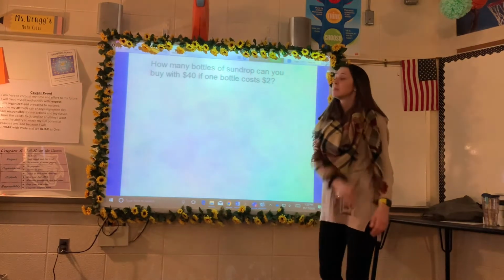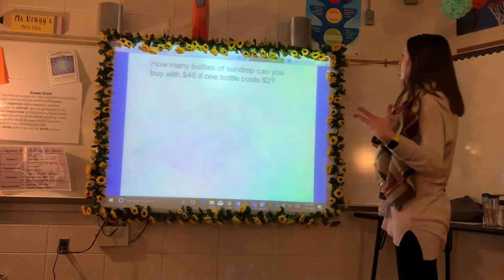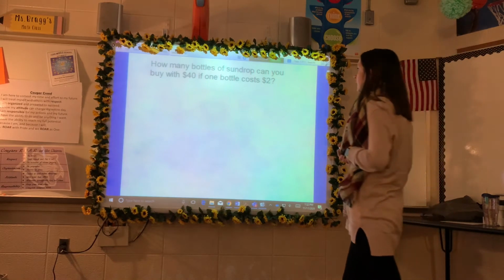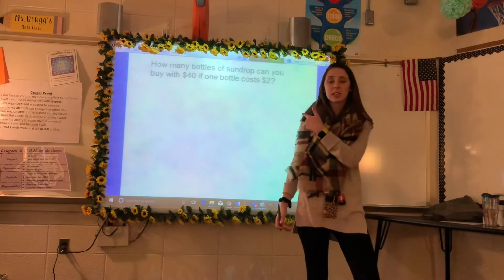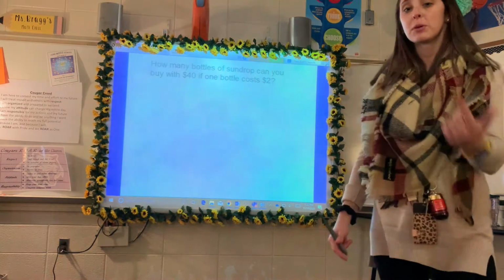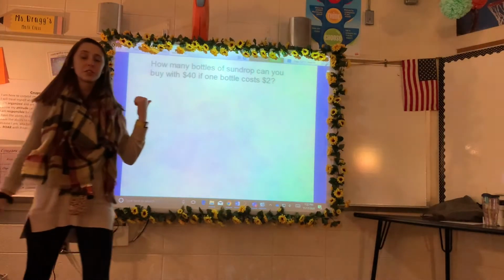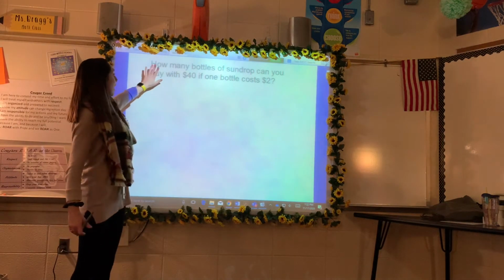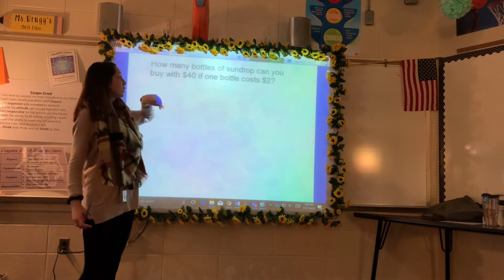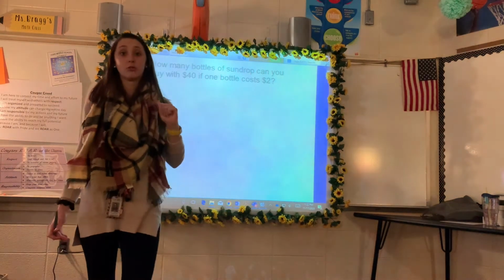Our word problem says, how many bottles of Sundrop can you buy with $40 if one bottle costs $2? All right, so go ahead and pause this like normal. Write this down for your word problem number 2. All right, so hopefully you took time to write that down. And let's just go ahead and look at it. So we're looking for how many bottles of Sundrop can you buy with $40 if one bottle is $2.